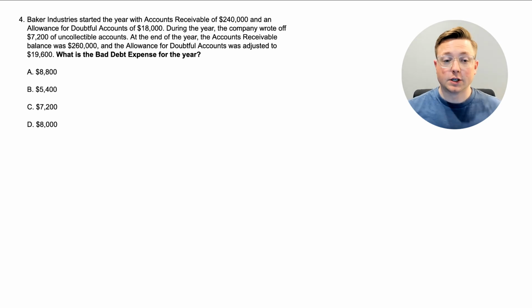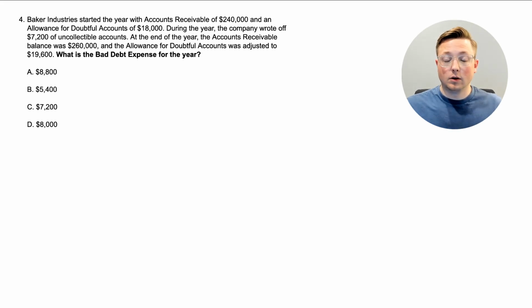All right, here we are at question 4. As always, read the last little part there. What is the bad debt expense for the year? Okay, again, we need to know the bad debt expense. Baker Industries started the year with accounts receivable of $240,000 and an allowance for doubtful accounts of $18,000. During the year, the company wrote off $7,200 of uncollectible accounts. At the end of the year, the accounts receivable balance was $260,000 and the allowance for doubtful accounts was adjusted to $19,600. What is the bad debt expense for the year?